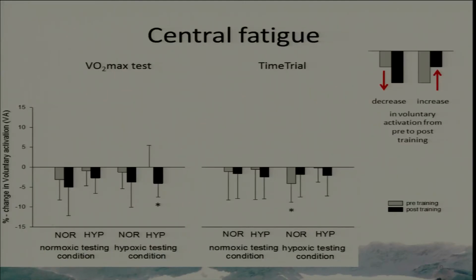And again, pooling the data together, training has a significant effect under normoxic testing condition. If we now look at the central fatigue, in general, changes were rather small. And the only significant development of central fatigue was seen under hypoxic testing conditions in both tests. Here, it was seen in the hypoxic training group, over here in the normoxic training group. If we look at the influence of training, although the changes were small, we only see in the maximal incremental exercise test that the training had a significant influence. But all in all, changes were small.